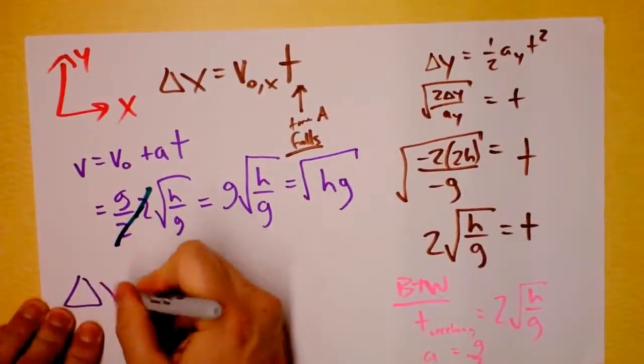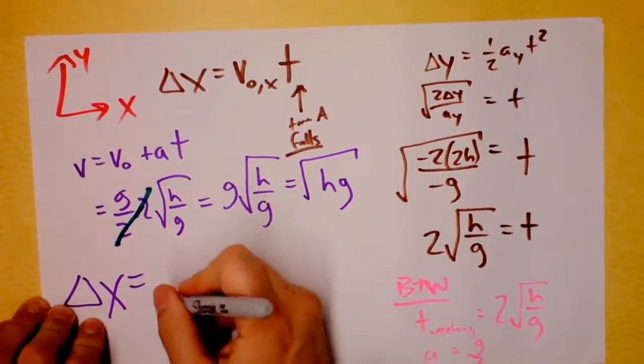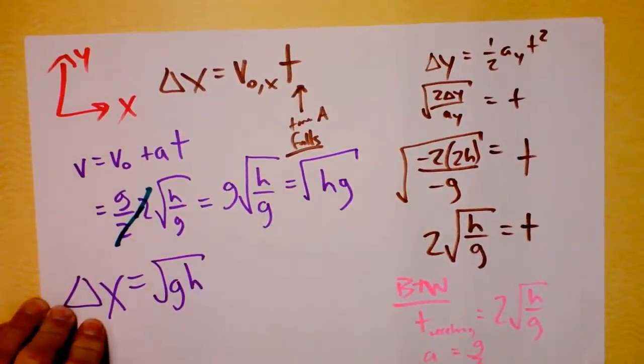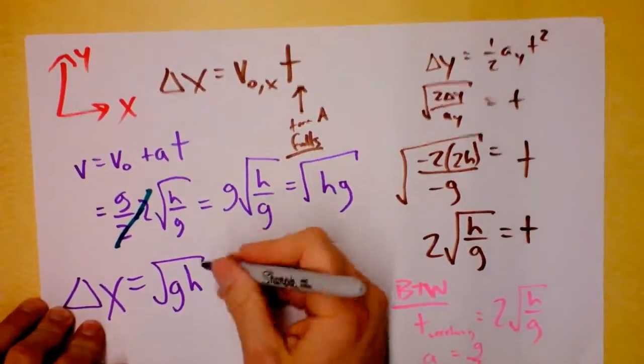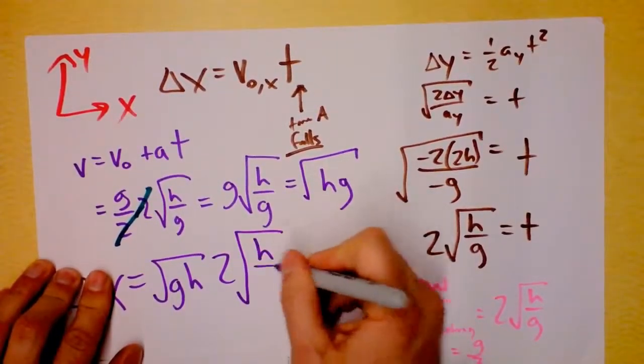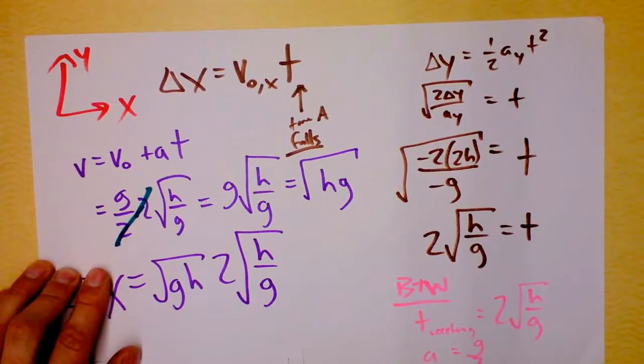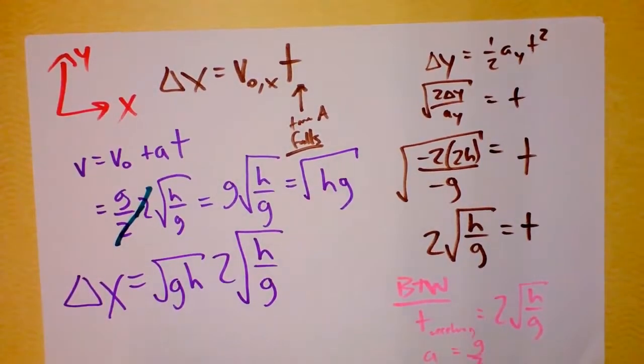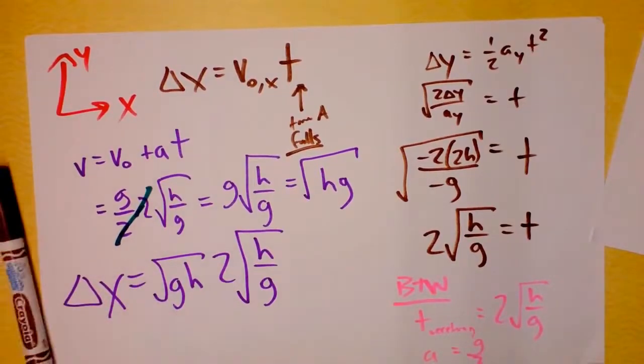So we say, finally, we're answering the question, delta x equals the square root of gh. I prefer to see them like that because it's alphabetical. And then I'm going to multiply it by 2, and I'm going to multiply it by the square root of h over g. Oh, gosh. Oh, that looks really cool. Doesn't that look cool? Like something should happen? Yes. Like there's magic in the air?